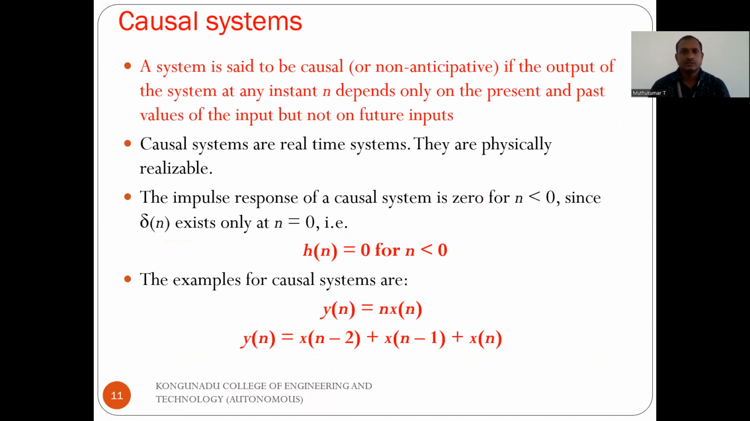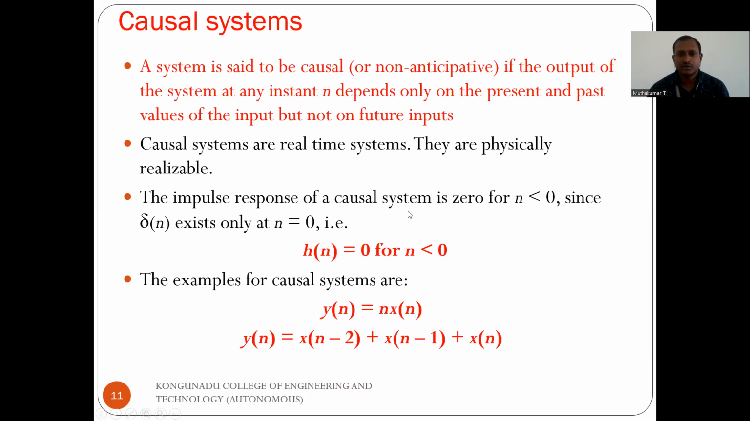Causal system. A system is said to be causal or non-anticipative if the output of the system at any instant n depends only on the present and the past values of the input, but not on the future input. Generally it is called a real-time system. They are physically realizable.